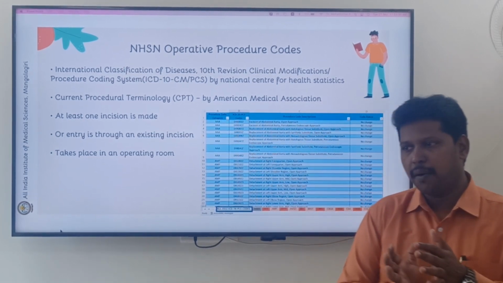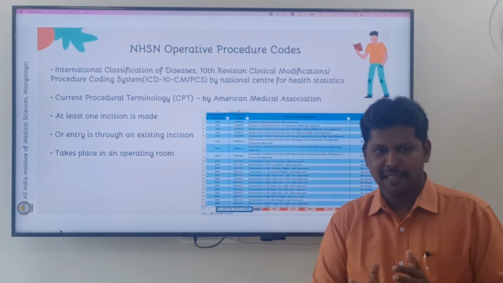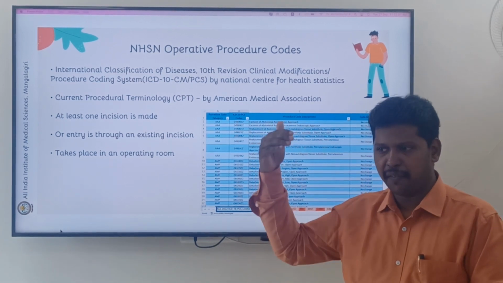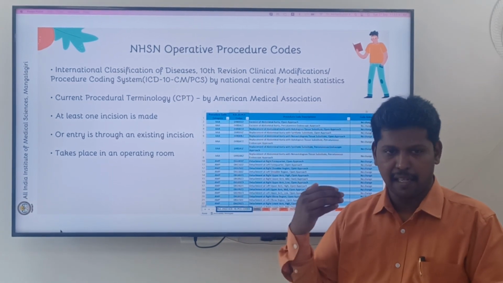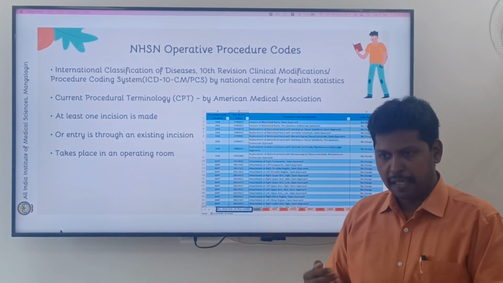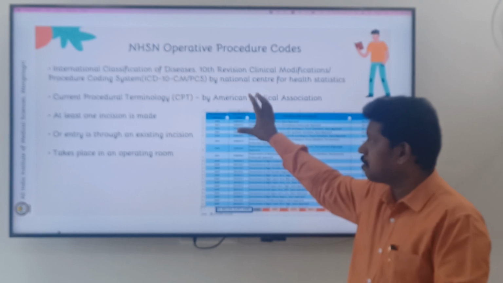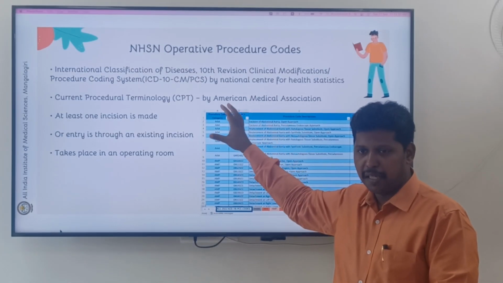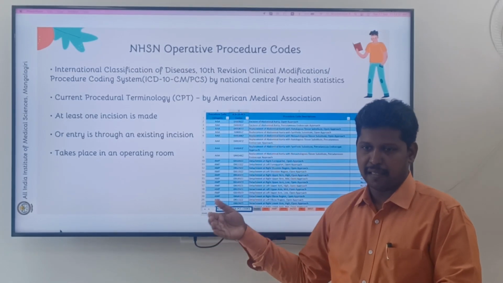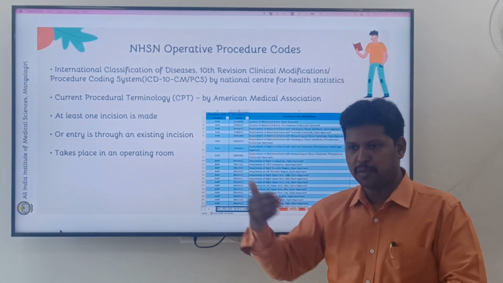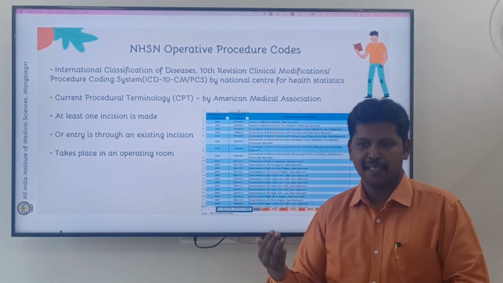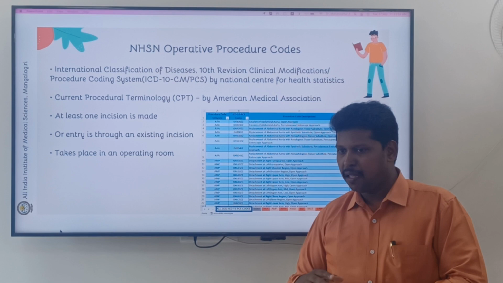So what you have to target when you are calculating an SSI? NHSN has given out clear-cut criteria, clear-cut procedure codes. Only if these codes or these procedures are performed, we generally look for SSI in those procedures. Otherwise, we will not even consider them as a procedure or a surgery.